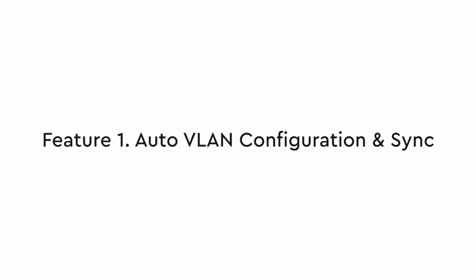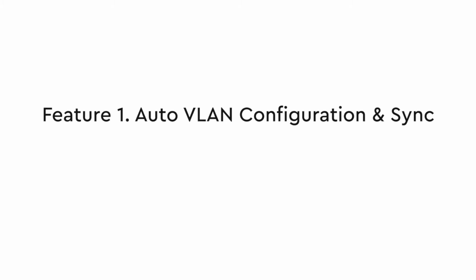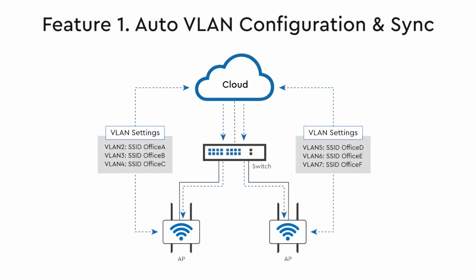The first one is auto VLAN configuration and sync. In ecCLOUD, VLANs can be configured for Wi-Fi access. So if your managed ecCore or IgniteNet access points have VLANs configured in the cloud and they're connected to the switch, ecCLOUD can synchronize VLAN settings on the APs to the connected switch ports.